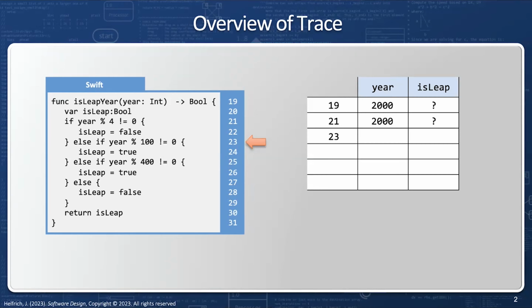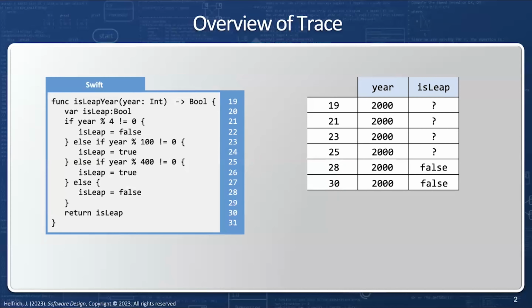At line 23, year mod 100 does equal 0, and so we don't go into line 24, we go into line 25. Now at line 25, year mod 400 does equal 0, so we're going to proceed to the else condition, which is line number 28. And here we're going to set is leap for the first time, and it becomes false. And then we exit the function at line 30 with false.